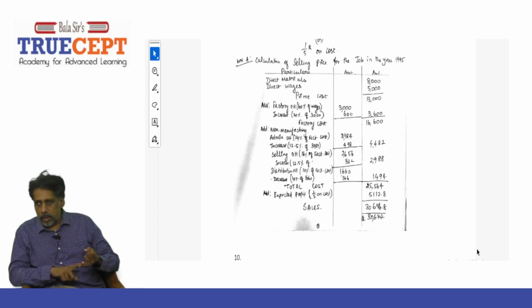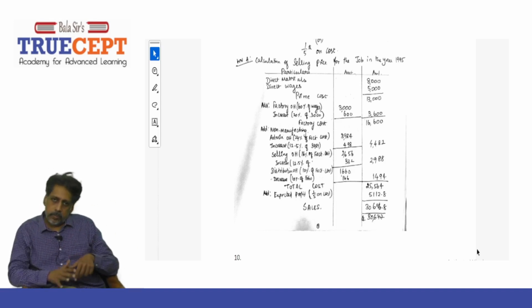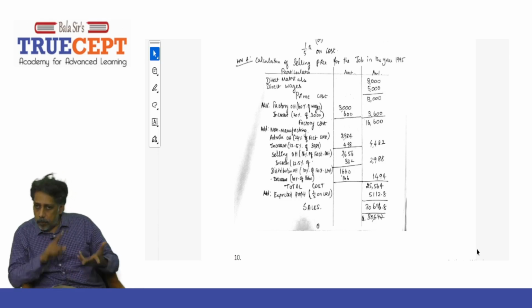Next, selling overheads. 16% of factory cost. Exactly. How much? 2,656. Very good. And then to that, add another 12.5%. So the increase is 12.5%, 332. Add both in the outer column. 2,988. Very good. And then next, distribution overhead, which is 10% of 16,600.